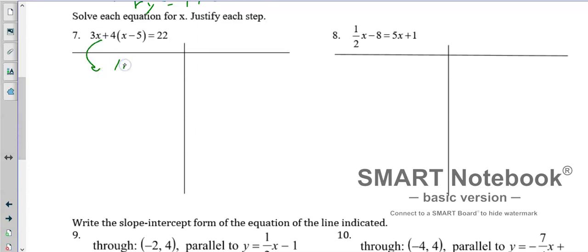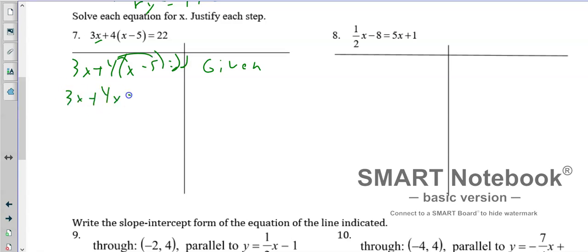I'm just going to do that to save time and say given. You just rewrite it, write given. Well, actually I will. I'm going to be doing some math on it. So 3x plus 4 times x minus 5 equals 22. Well, the first thing you need to do is multiply the 4 through. So it's going to give me 3x plus 4x minus 20 equals 22.